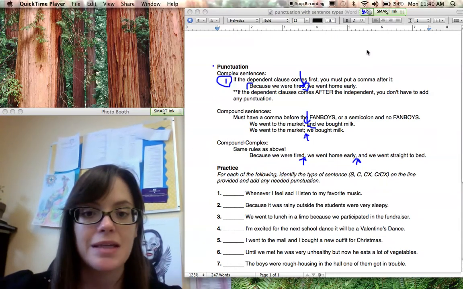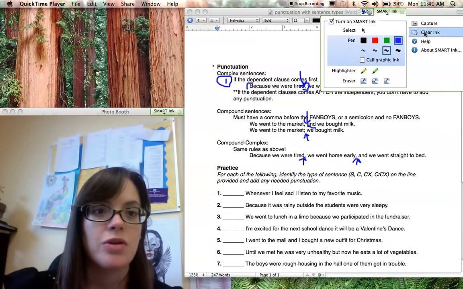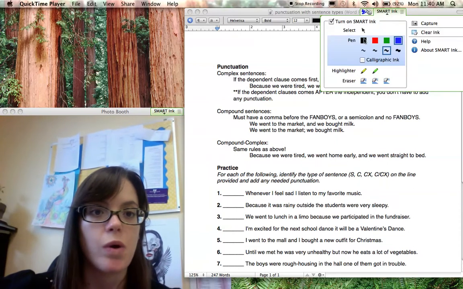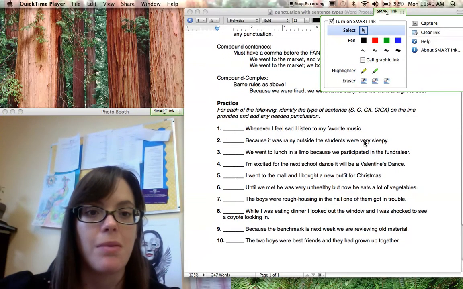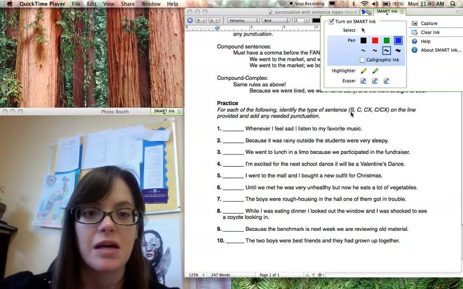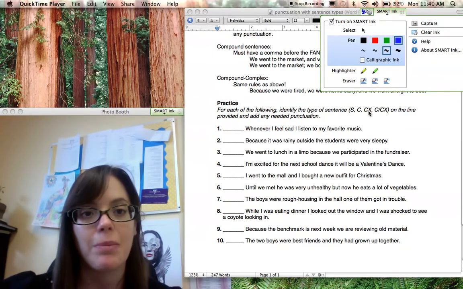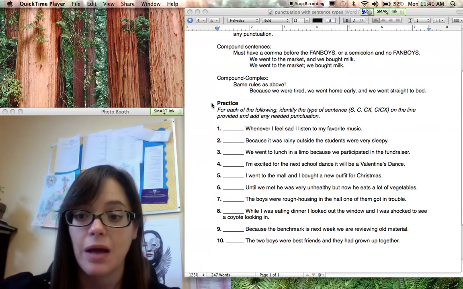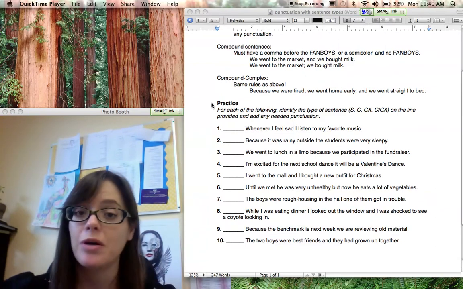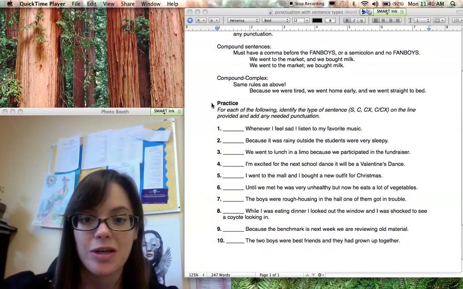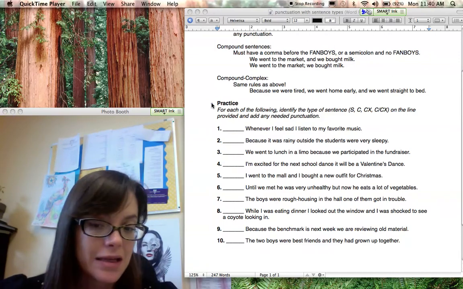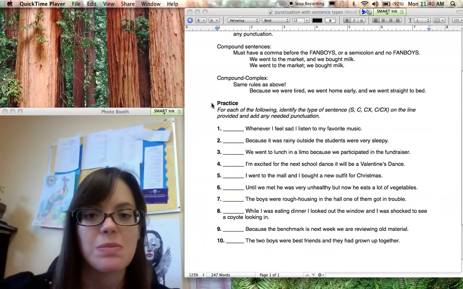Now let's look down at some examples here. We're going to do a couple things. One, we're going to identify the type of sentence, whether it's simple, compound, complex, or compound complex. That's going to help us figure out what kind of punctuation rules we need to use. And then we're going to add any needed punctuation. You might not necessarily need punctuation every time, so just be aware of that.